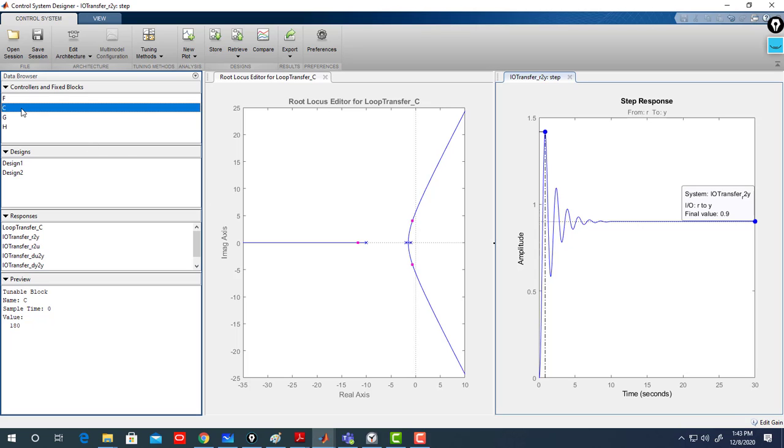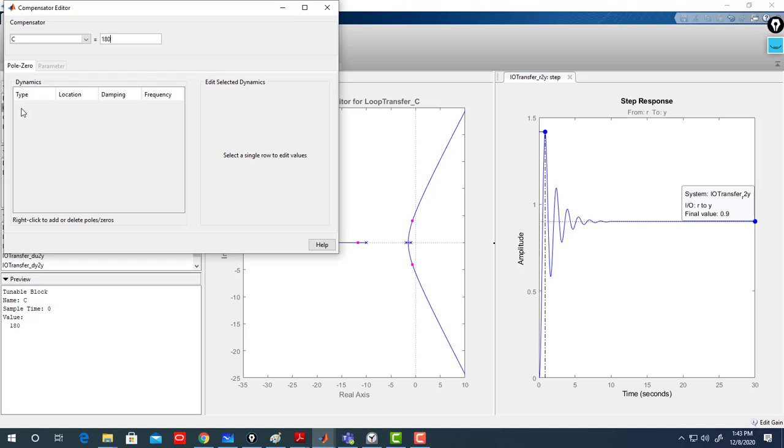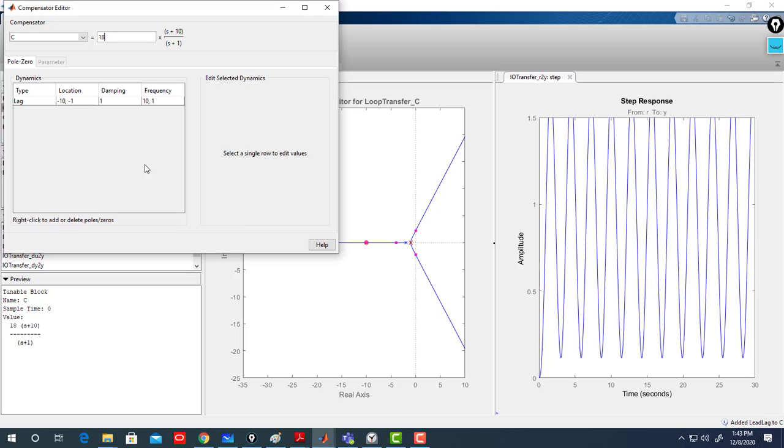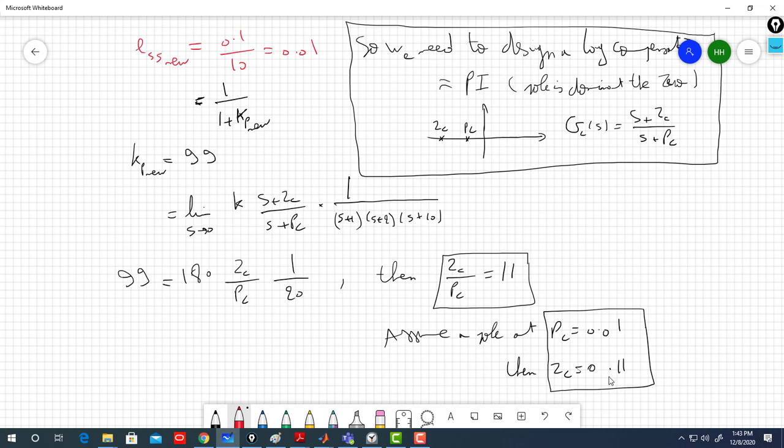And my controller now is not 180. I want to add a lag compensator. So add lag compensator. Okay, so here you have, I click on it. They ask you for the real zero and the real pole of your lag compensator. So the real zero of my lag, according to my calculation now, is at 0.11, because this is ZC over PC, and I assume PC equals 0.01. So 0.01, 0.11.